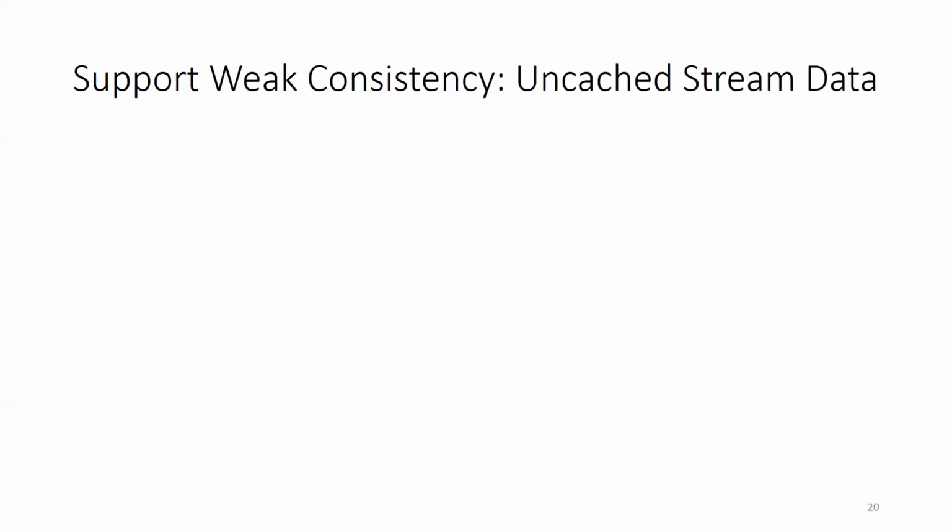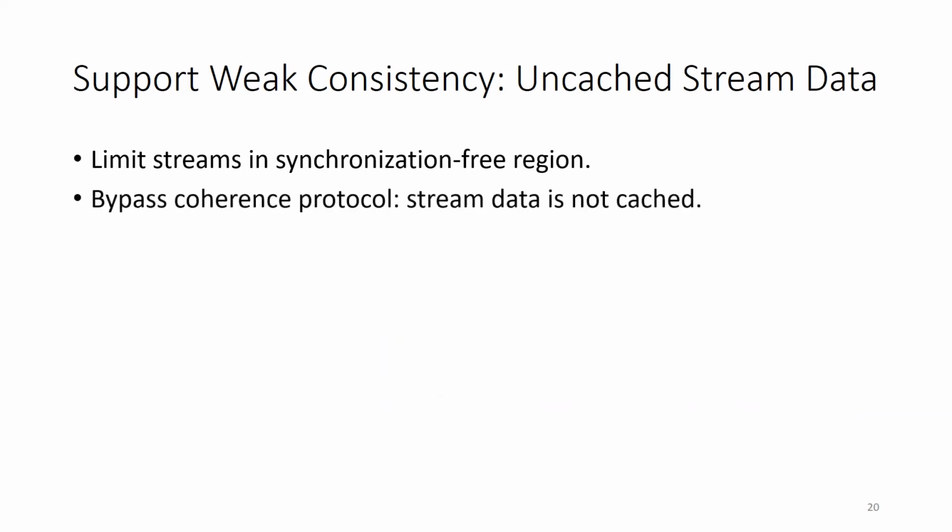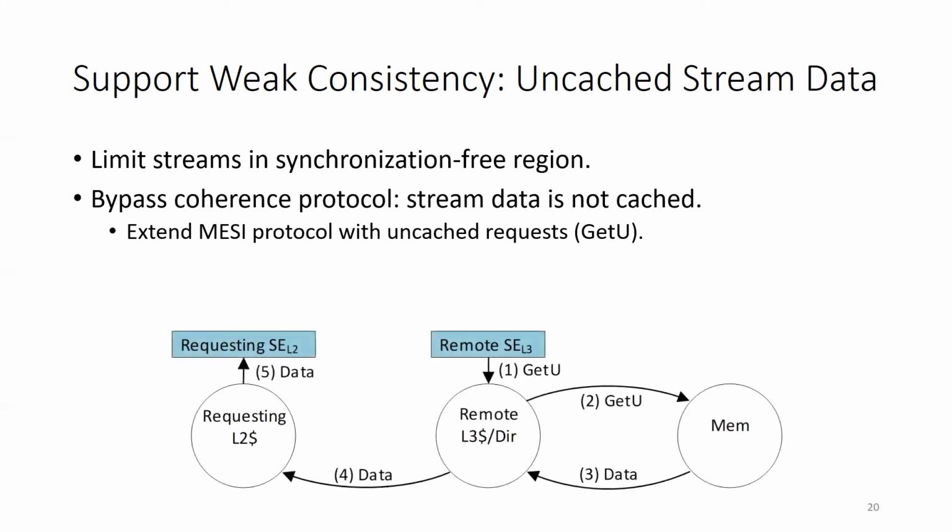For weak consistency models, we limit streams in synchronization-free regions. Therefore, we don't have to worry about writes from different cores. Also, as mentioned before, stream data is not cached, but buffered by the L2 stream engine and drained by the core stream engine. We extended the MESI coherence protocol with a new GET uncached request. Here are the transitions when the data is not in the cache. It is similar to a normal GET request, except that the request is generated by the L3 stream engine.